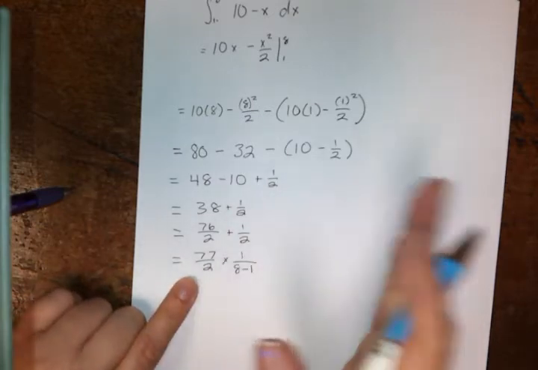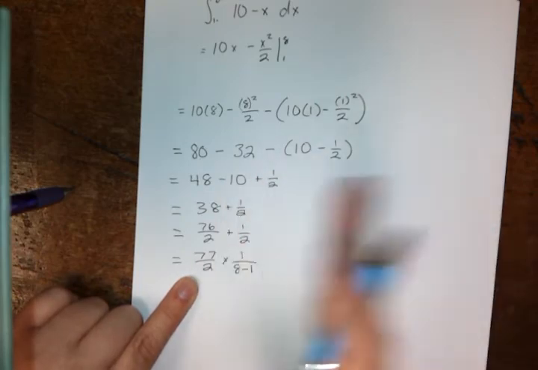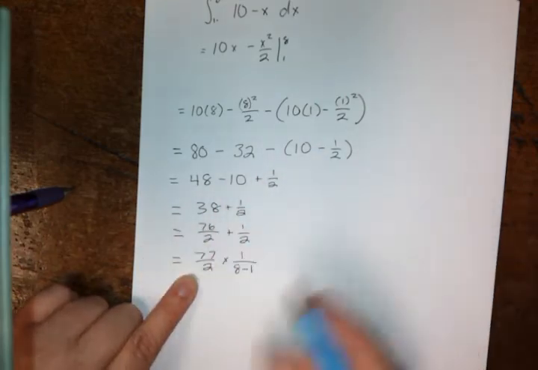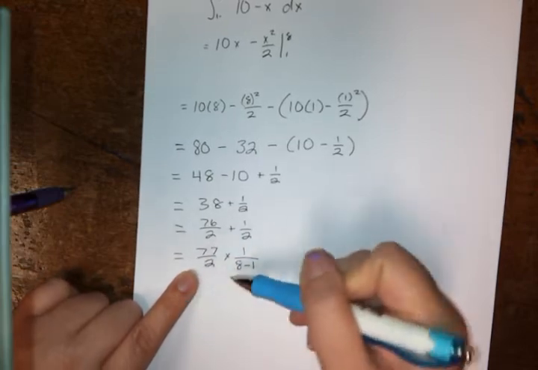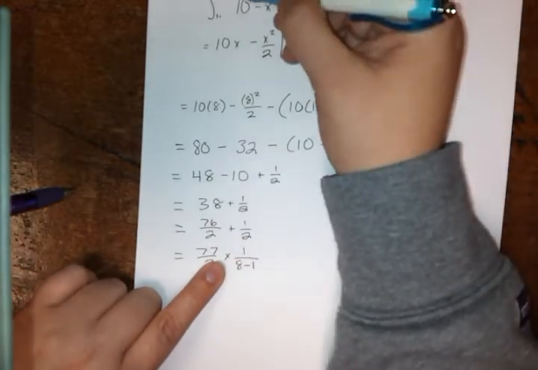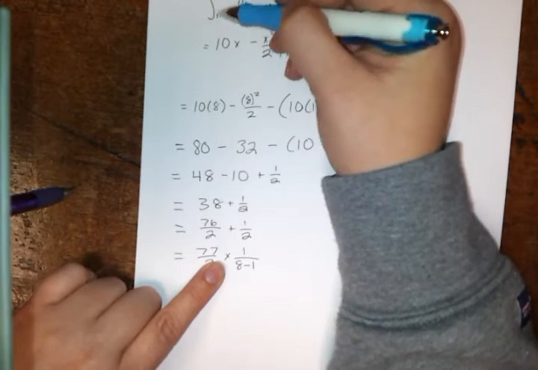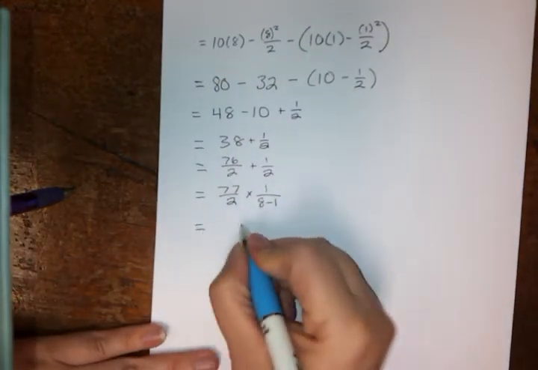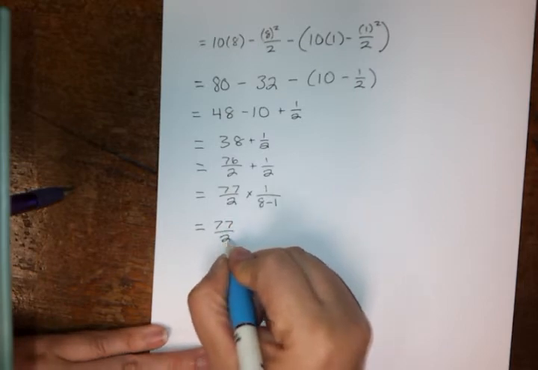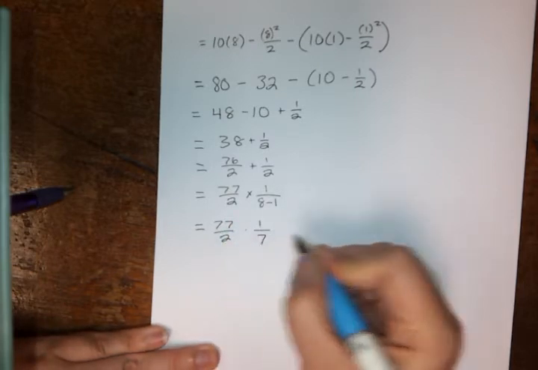If you don't remember why we're doing it, finding that average over that interval, just remember that whatever you come up with for your answer, before you're 100% done, you need to multiply by 1 over the big number minus the little number, okay? And so now we just do some more arithmetic. That's 77 halves times 1 over 7.